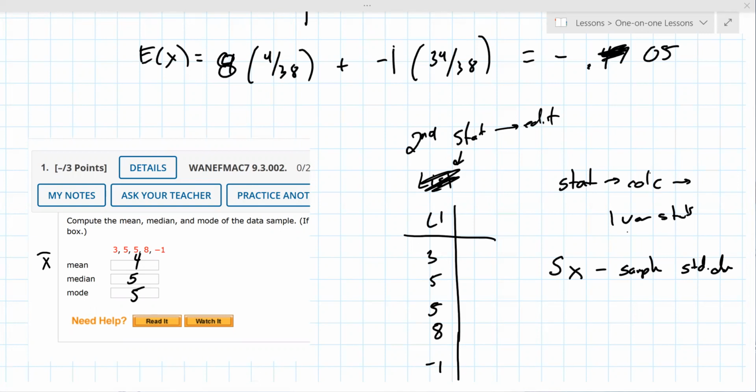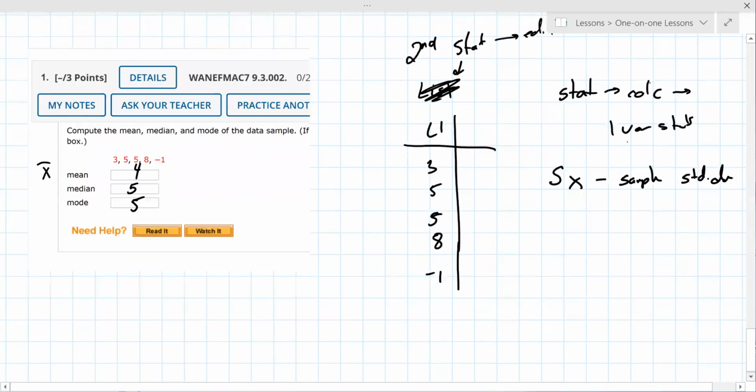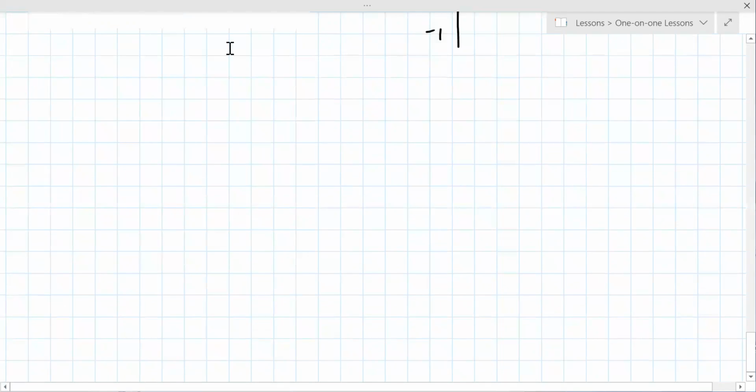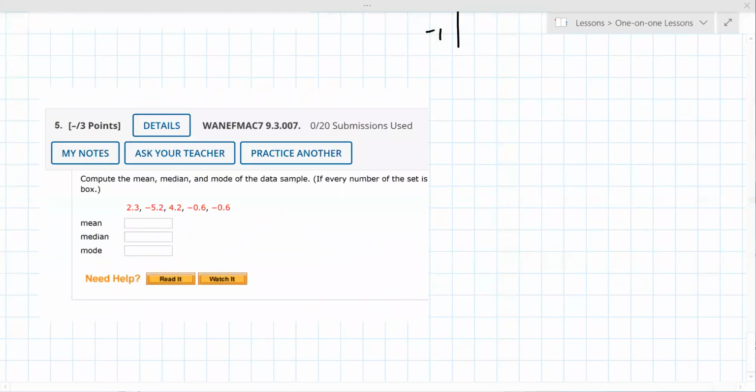All right, so let's do number 5. It's exactly the same, but it's a different data set. So these values, just enter them into your calculator again if you want. I would always recommend entering it twice or checking each value to make sure you entered it correctly the second time. That's probably where most of your errors would occur.